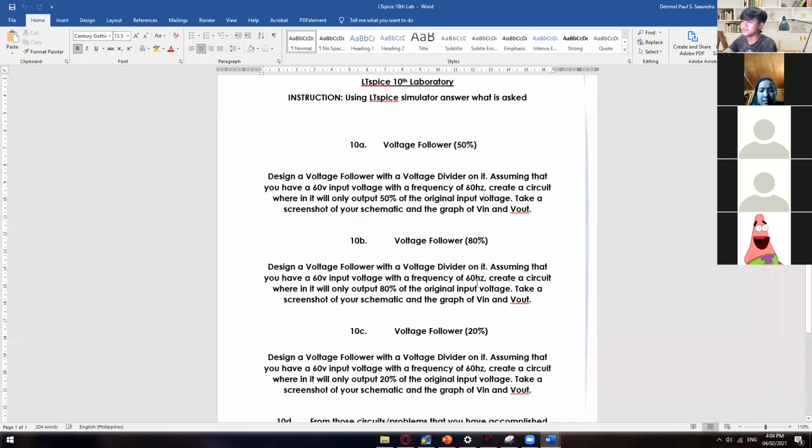And what is the 80% of 60? Okay, so I should see 80% output on your circuit. And then what is the 20% of 60? Okay, so I should see 12 volts of output. I'm not sure, but 60 times 0.20, and you will get that output.